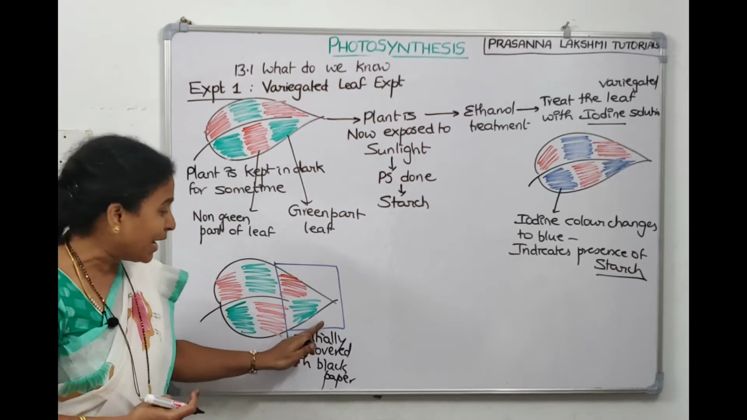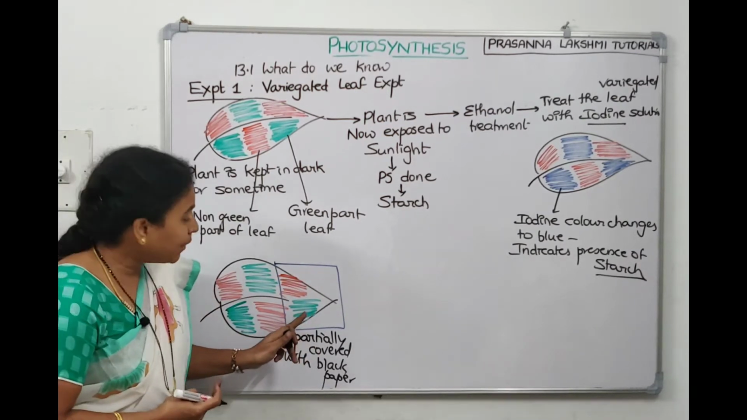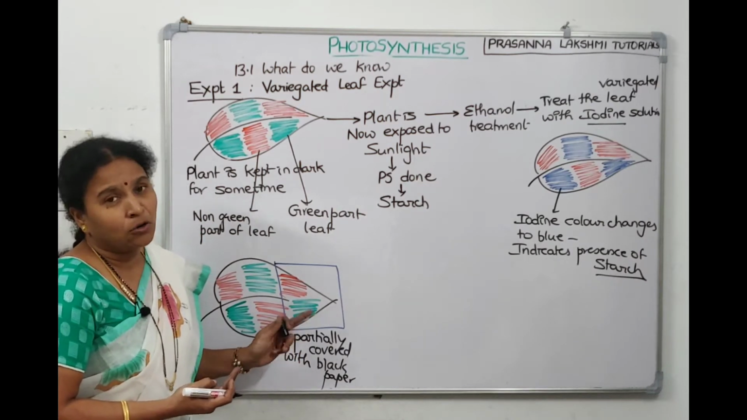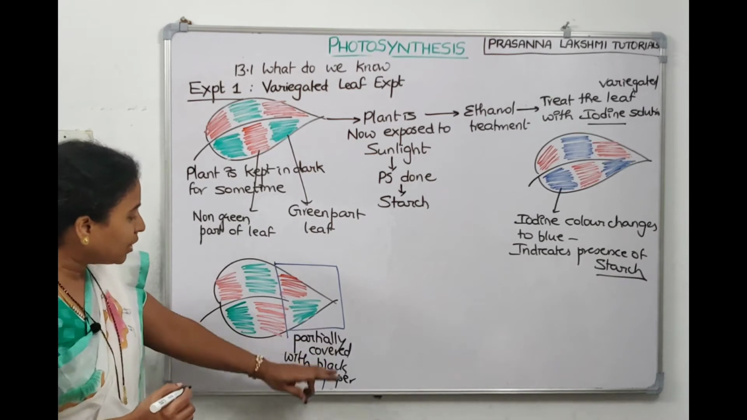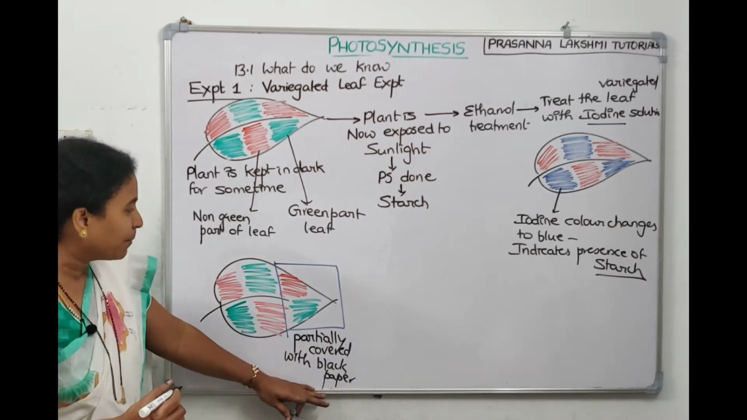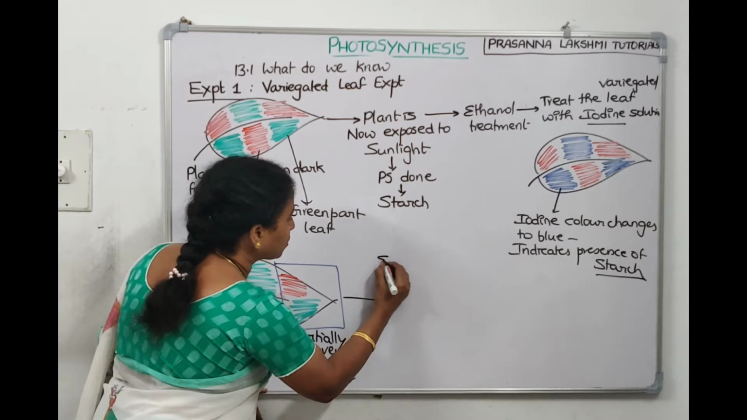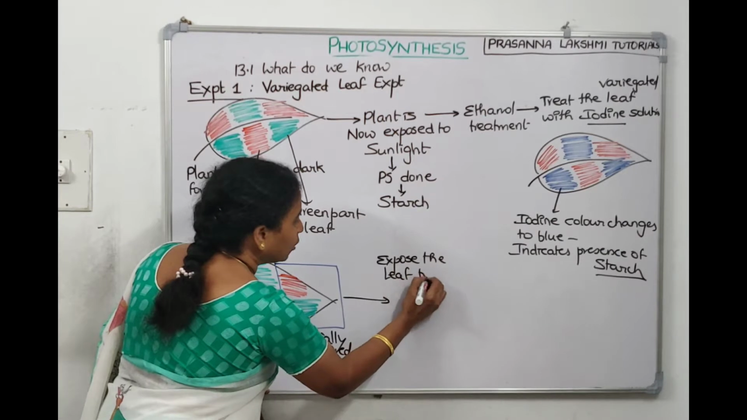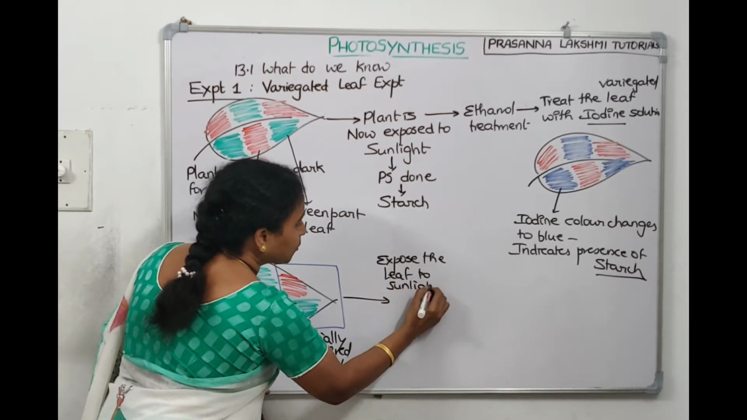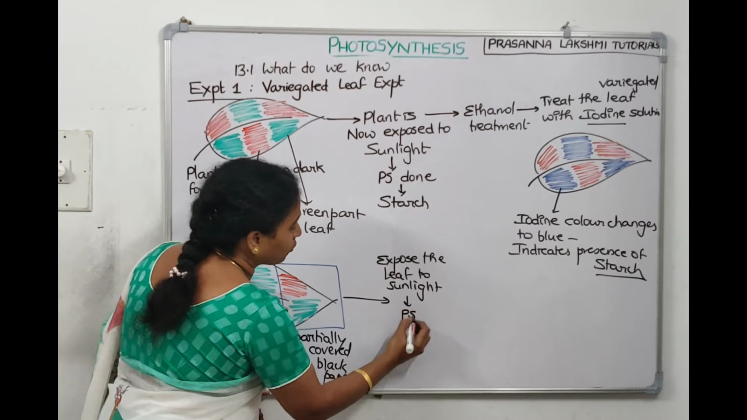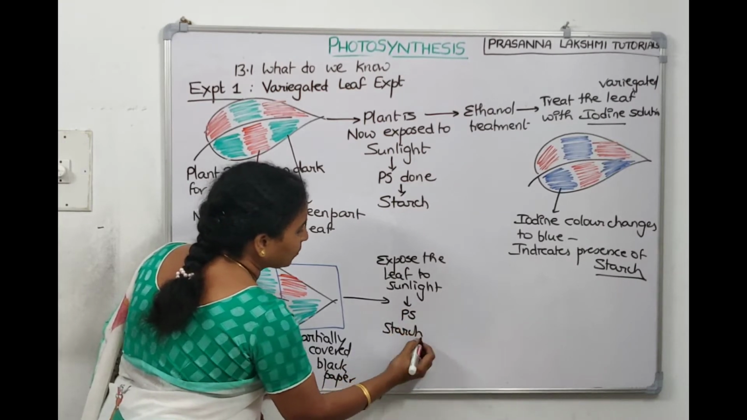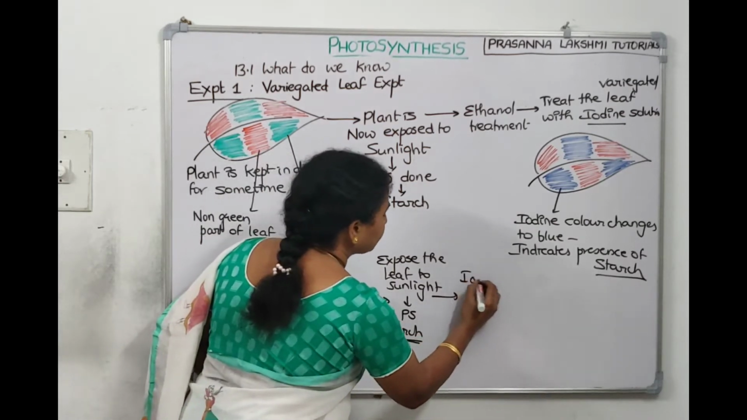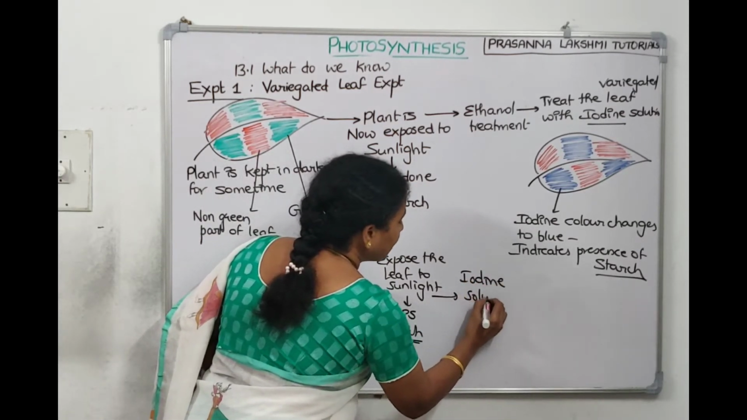Light cannot go inside. When light is not going inside, even though the green colored portion is there, light is not there. When light is not there, it cannot do photosynthesis. Now when we partially cover the variegated leaf with the black paper, and then expose the leaf to sunlight, it will do photosynthesis and it will accumulate starch. Now how will you check the presence of the starch? By treating with iodine solution.